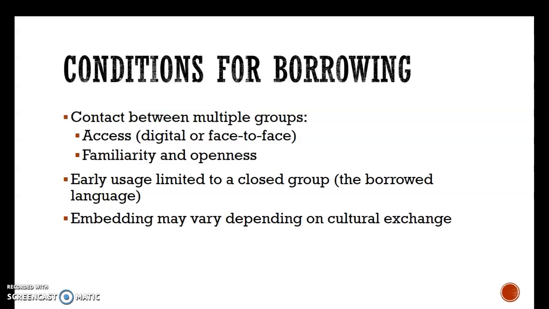So a new loan word will at first only be used around users of the word's original language, and it may be embedded in the borrowing language depending on how closely the two cultures are related and how the two cultures exchange ideas or information. So then the question becomes, how do we go from a limited release to a loan word becoming common?